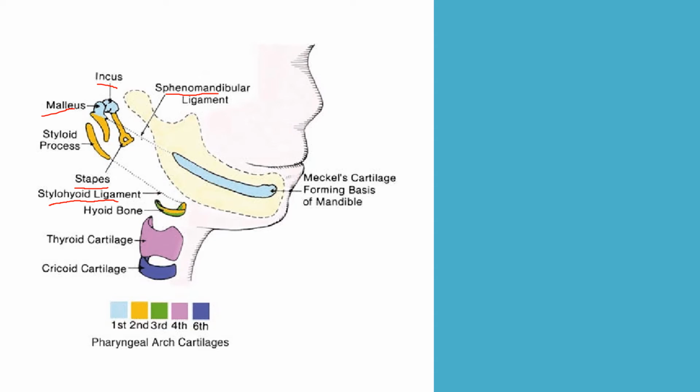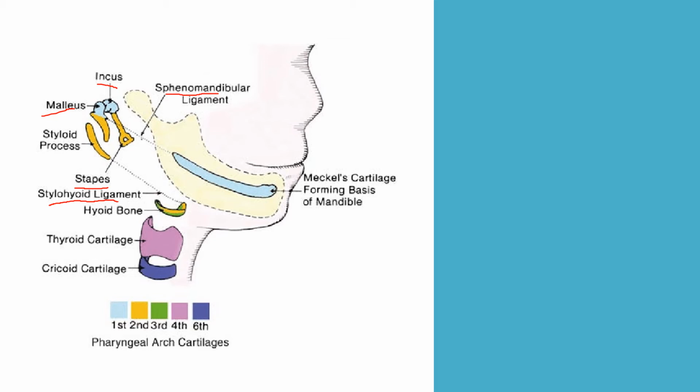And then next one is the fourth arch. So here also the dorsal part and ventral part are present. The dorsal part will disappear and the ventral part is going to form the lamina of the thyroid cartilage. And the next one is the fifth arch. As we have discussed in the previous videos, the fifth arch will disappear.